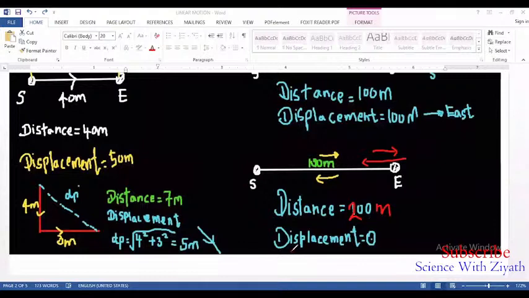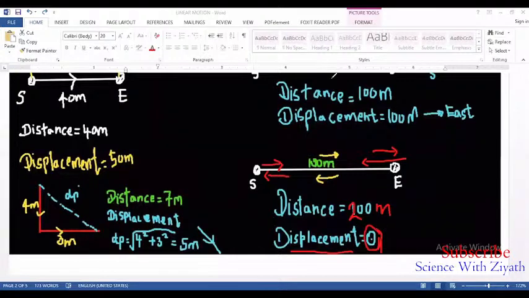At the same time, for the displacement: it moved to the right side and then reached the left side, back at the starting point. What would be the displacement? It reached the starting point. Can you say? The answer is 0.